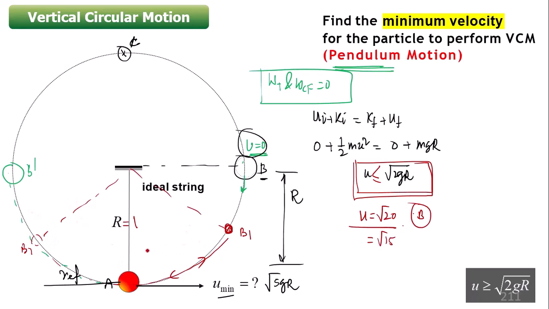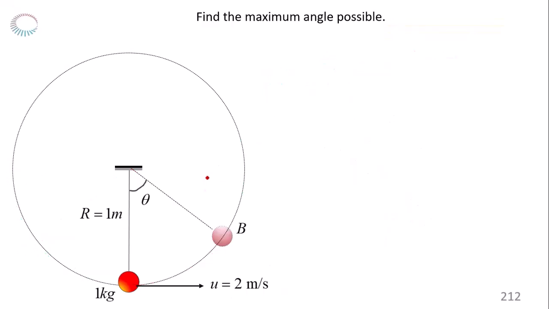So in this way, the particle can perform a pendulum type of motion, and for this situation, u must be less than or equal to root 2gr. Why? Because if you project the particle with a velocity more than root 2gr, then the particle will cross the point. But I don't want to cross the point B, so that means I have to throw the ball with a speed which is less than root 2gr.